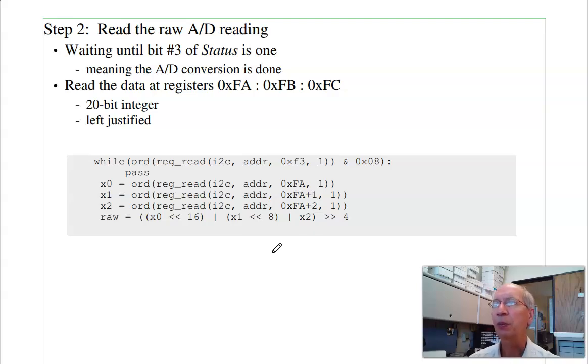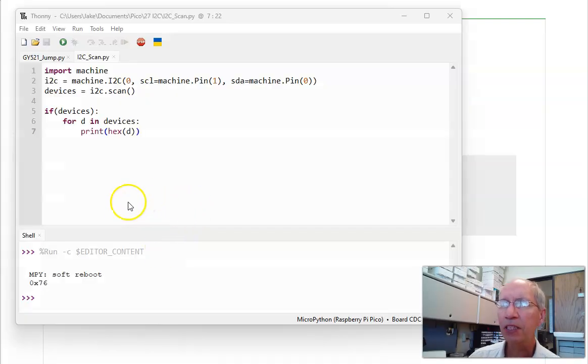If I want to read the raw reading, I can just read the data at address FA, FA plus 1, FA plus 2, reading 1 byte at a time. Convert that to a 20-bit integer. So left justify 16, shift that one left 8 times, plus x2 gives me a 24-bit number. Shift it right 4 times, gives me a 20-bit number, 0 to something big. That's my raw reading. So let's see that in action.